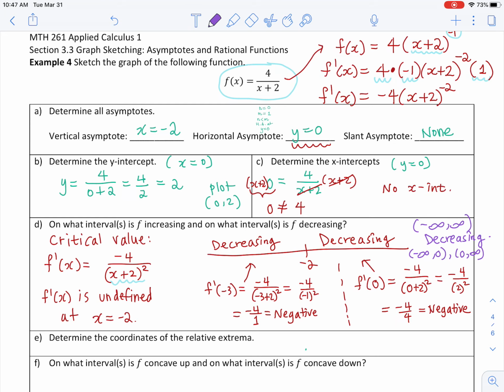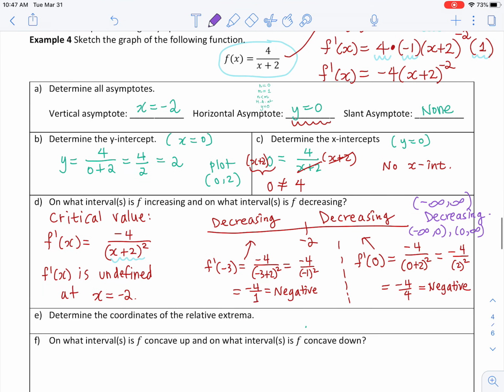All right, now let's determine the coordinates of the relative extrema. Relative extrema, a relative minimum or maximum, will happen if a function is decreasing and then changes to increasing, but there's no change here, right? This is an ever decreasing function. So are we going to have any relative extrema? No, none. Because this function just keeps on decreasing. We're not going to have any minimum or maximum here.